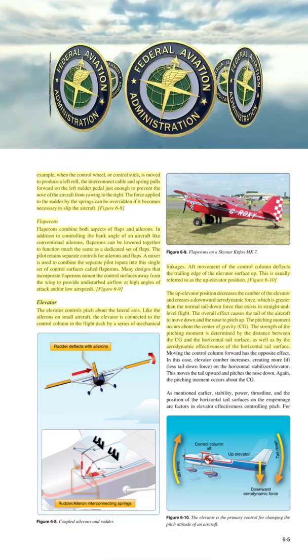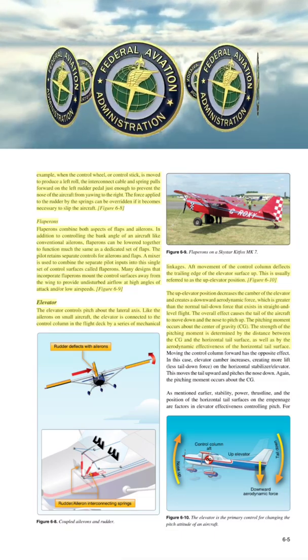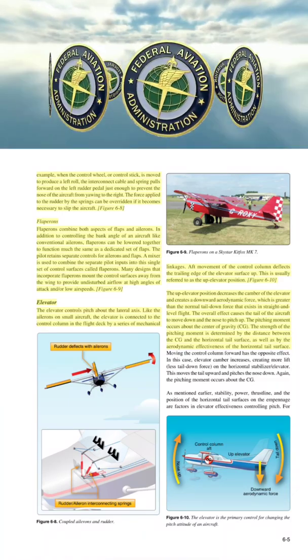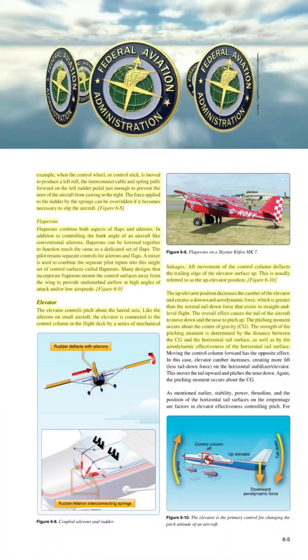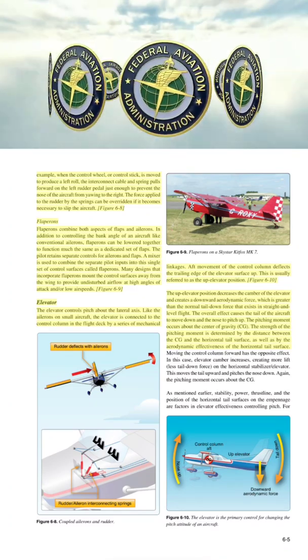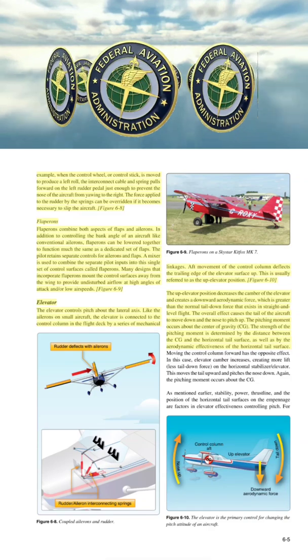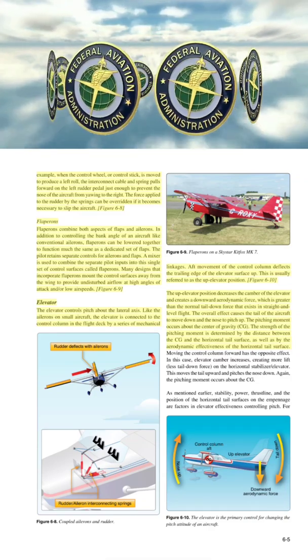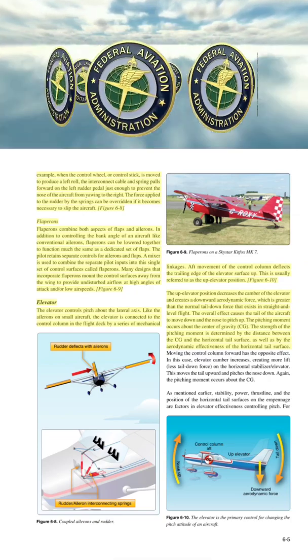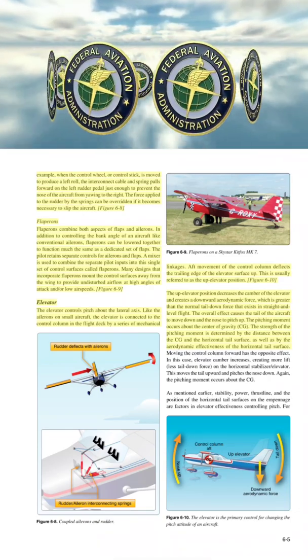Figure 6-10. The up elevator position decreases the camber of the elevator and creates a downward aerodynamic force, which is greater than the normal tail down force that exists in straight and level flight. The overall effect causes the tail of the aircraft to move down and the nose to pitch up. The pitching moment occurs about the center of gravity, CG. The strength of the pitching moment is determined by the distance between the CG and the horizontal tail surface, as well as by the aerodynamic effectiveness of the horizontal tail surface.